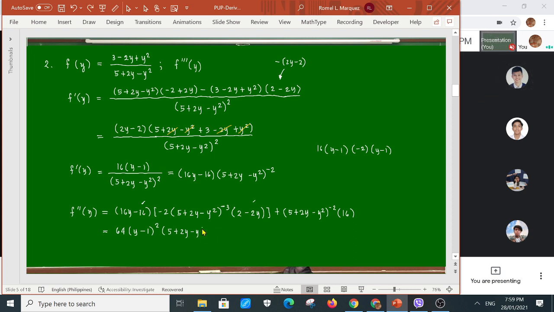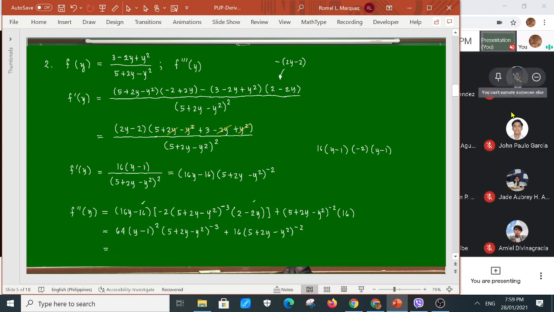y squared quantity to the negative 3. Then plus, okay, second term. Second group, which is actually the second term, because this is the first term. So, 16, 5 plus 2y minus y squared quantity to the negative 2. Okay, let's factor. Okay, you again, Rashid. I only see you on this monitor, there are only a few of you, because I left only a small screen to see you. But fortunately, I see only Rashid, Gianpaolo, Jade Aubrey, and Amiel.